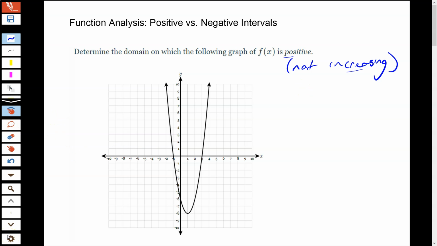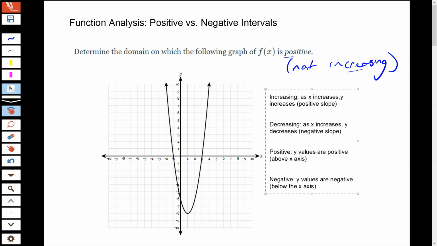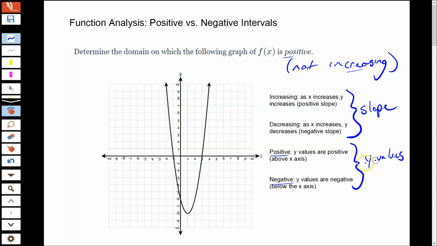So let me give you some definitions, two we've seen before, and then two that are specific to this lesson. Increasing and decreasing have to do with the slope of the function. We saw that in the previous lesson and in pre-calculus, right? So these are both definitions having to do with the slope. Increasing means a positive slope, decreasing means a negative slope. Positive and negative just have to do with the y values, okay? So whether the y values are positive or negative determines whether we say the function is positive or negative.